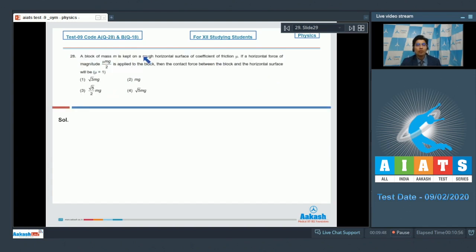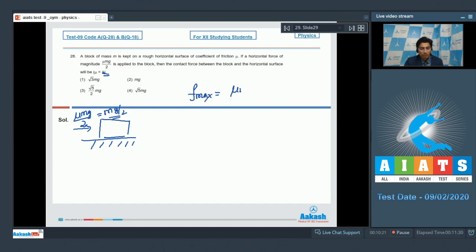Question 28 says, a block of mass M is kept on a rough horizontal surface of coefficient of friction mu. If a horizontal force of magnitude mu mg by 2 is applied to the block, then the contact force between the block and the horizontal surface will be. It is given that mu is equal to 1. Dear students, let us draw a diagram to understand this situation. There is a block on the surface and if a force of mu mg by 2 is applied, which is equal to mg by 2, the block would remain at rest because the maximum frictional force in this particular case is mu mg, that will be equal to mg.